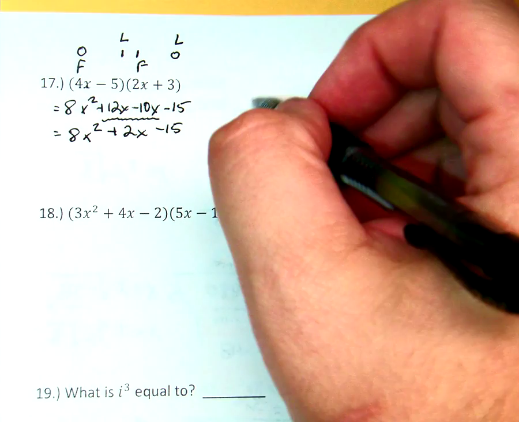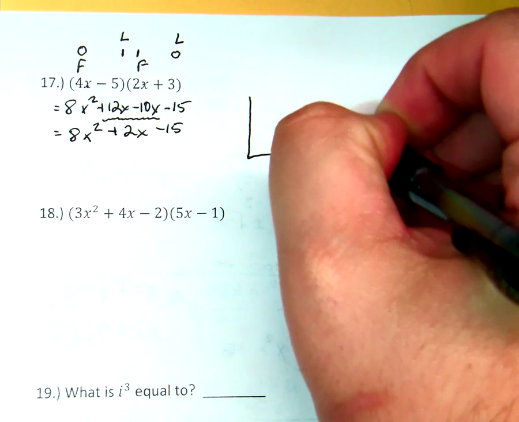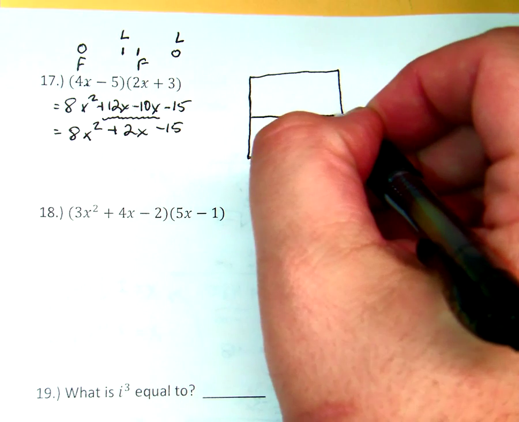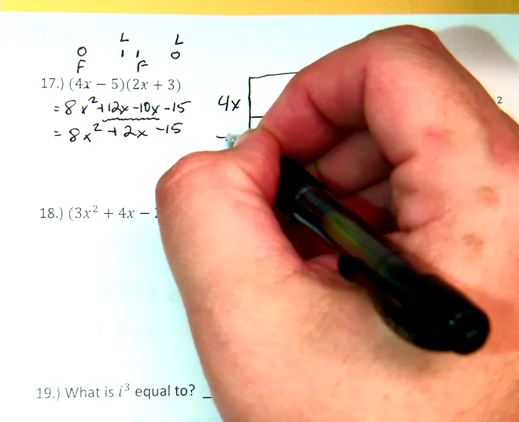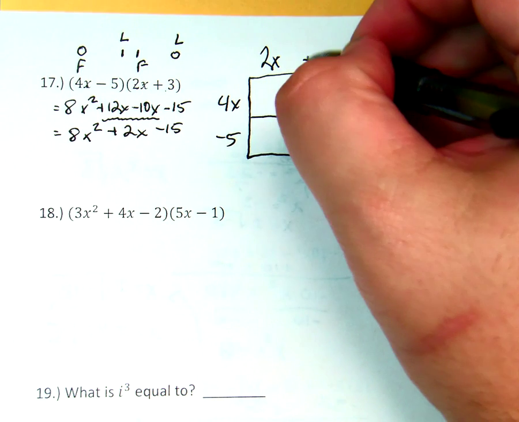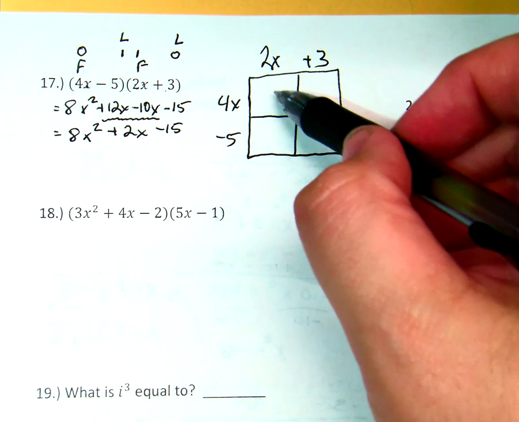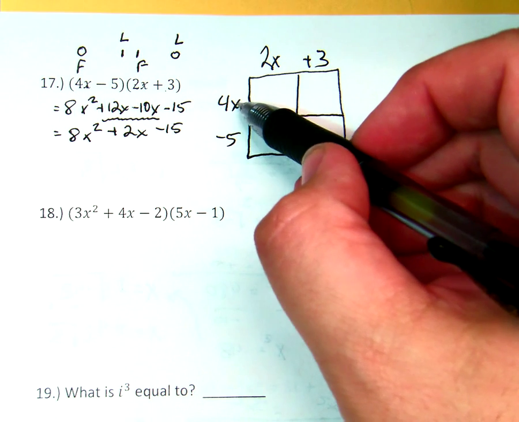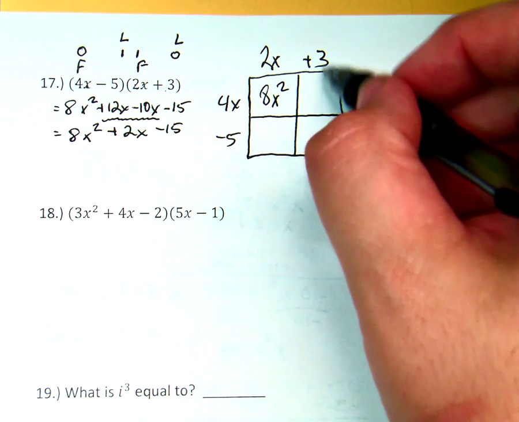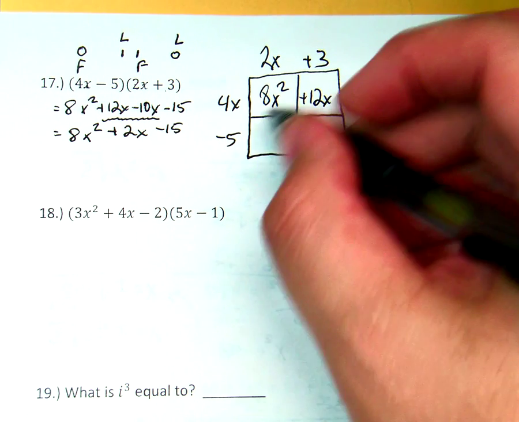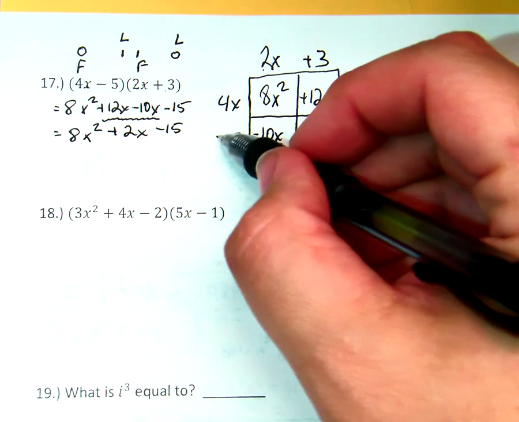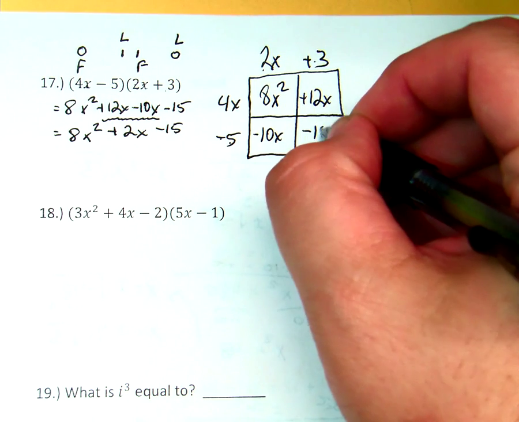Now, if you want to use the square, since that has 2 terms, I make 2 rows, and that'll be 4x minus 5. Since this has 2 terms, I'll make 2 columns, 2x plus 3, and then you just multiply the row times the column. So 4x times 2x, 8x squared. 4x times 3, that's plus 12x. Negative 5 times 2x, negative 10x. Negative 5 times 3 is negative 15.